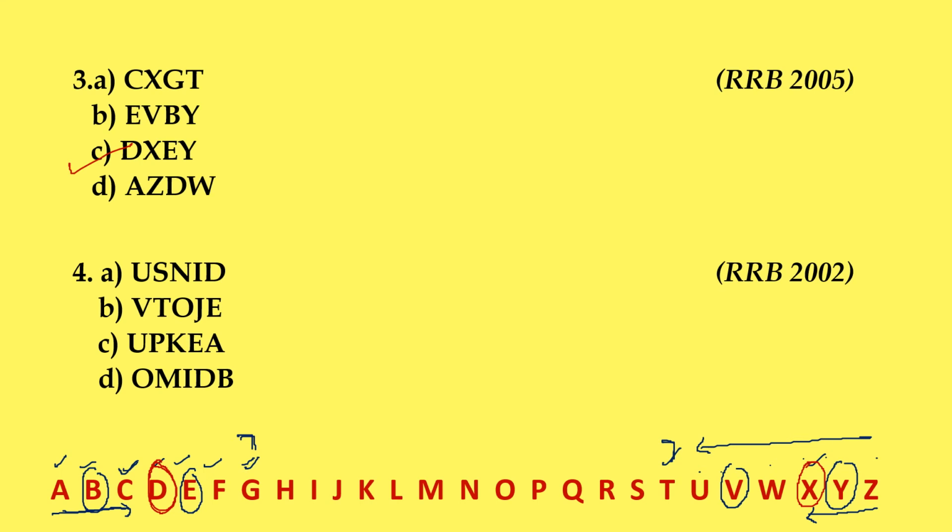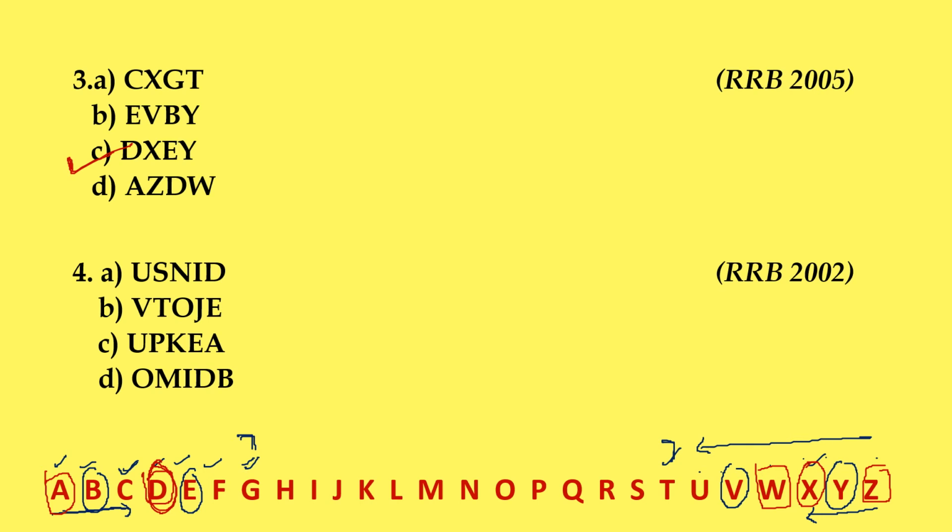Let's check with option D here. A and Z. So this is A and this is Z. A is first from the beginning, Z is first from the end. Then we have D and W. So D is 4th from the beginning and W is 4th from the end. So yes, we go with option C as the final answer.